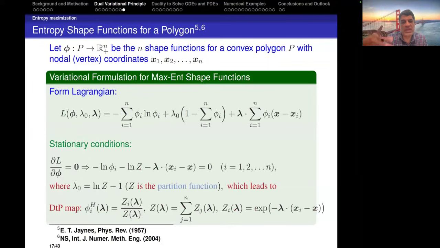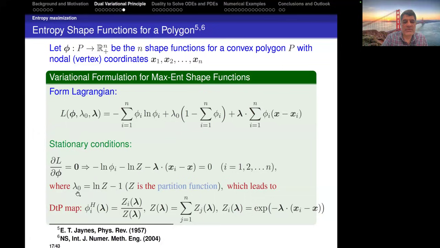Then you run through the same machinery. Now you have constraints for those three equations. One I call lambda naught, the others I call the vector lambda, and I form the Lagrangian. The stationary conditions are exactly the same. Del L by del phi should give you this, and for each i this should be satisfied.